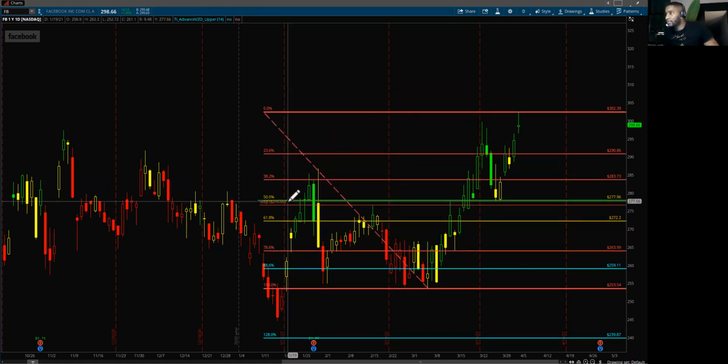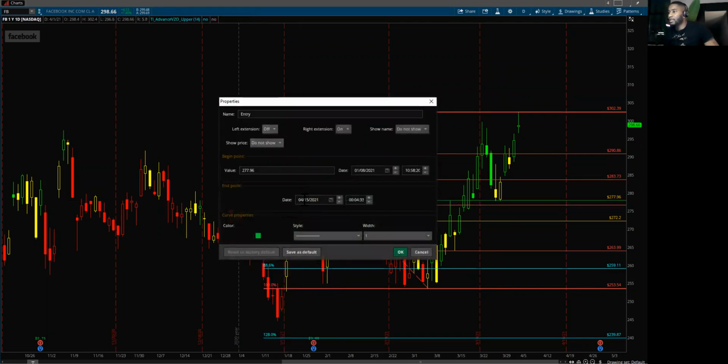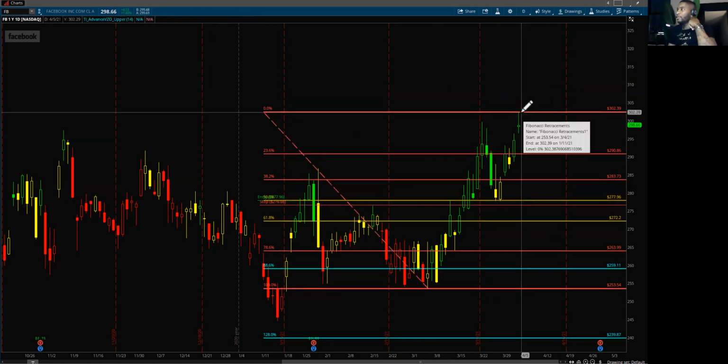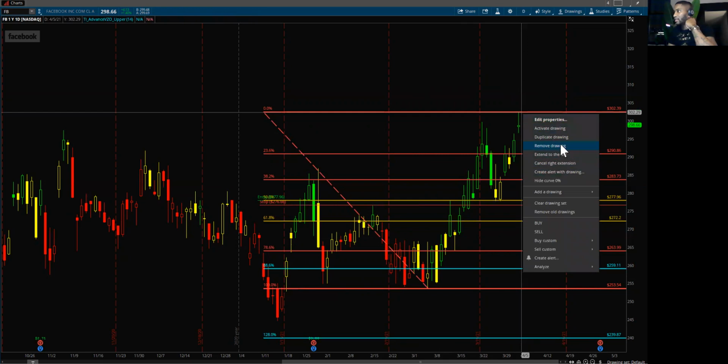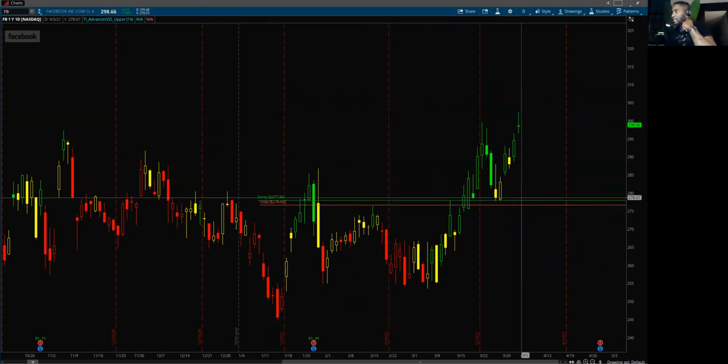Should have done the same thing for this one too. Yeah, go ahead and show that price. All right, cool. So got that there. Got my entry, I got my stop. So now I'm going to remove this Fibonacci retracement levels, so you can only see the entry and my stop right now.